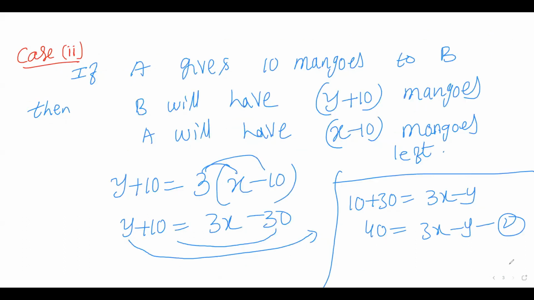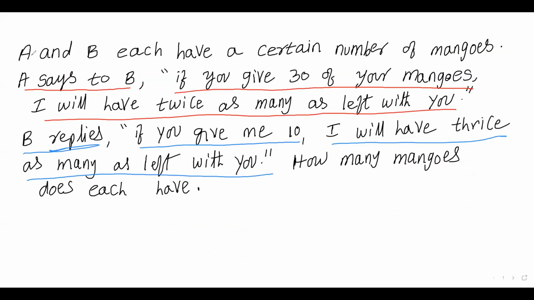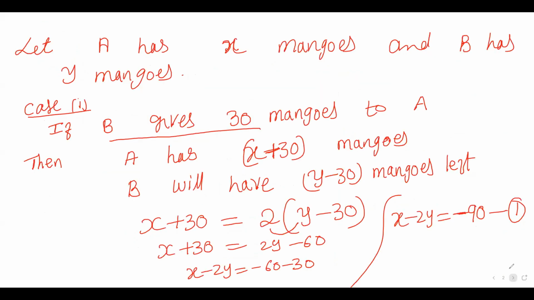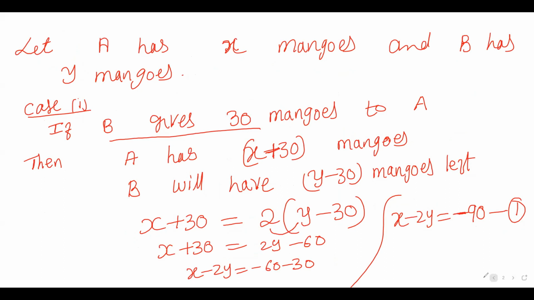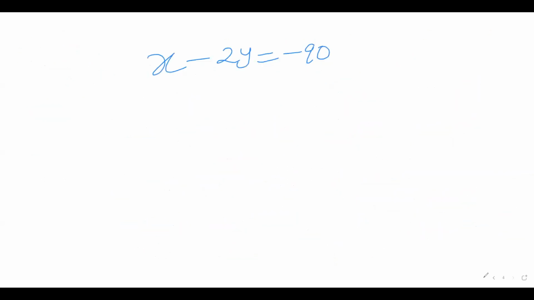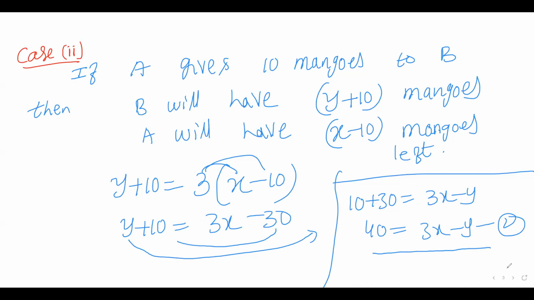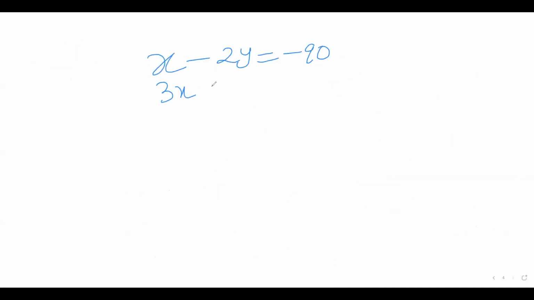Solving these two equations, I can get x and y. So A is having x mangoes, B is having y mangoes. We can find how many they are having. So let us solve both the equations. First equation, x minus 2y is equal to minus 90. This is my first equation, isn't it? Second equation is 3x minus y is equal to 40. So let us solve these two equations.